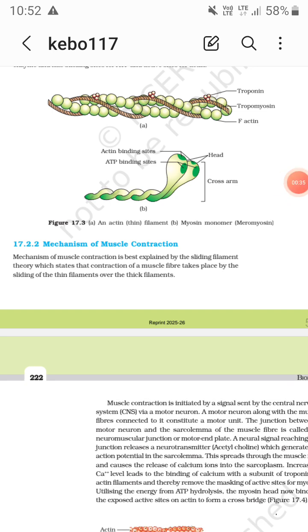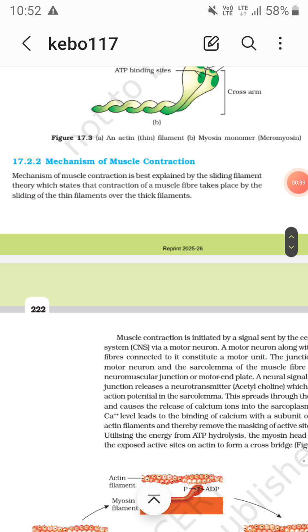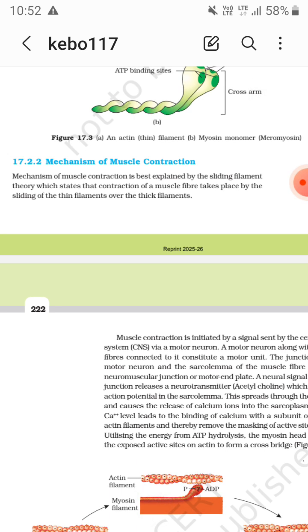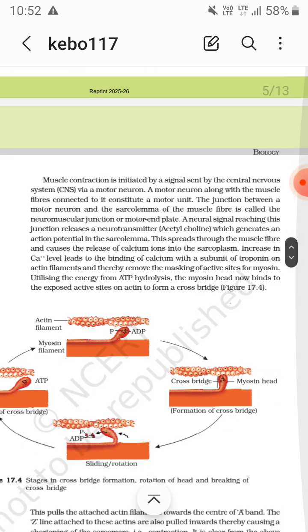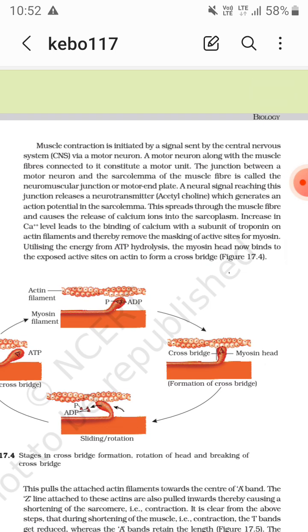Now, the mechanism of muscle contraction is best explained by the sliding filament theory, which states that contraction of a muscle fiber takes place by the sliding of thin filaments over the thick filaments. Now, this is the mechanism. Muscle contraction is initiated by a signal sent by the central nervous system via a motor neuron.